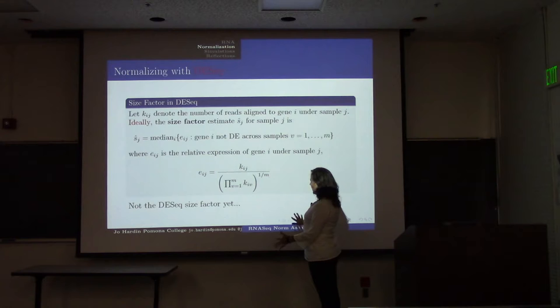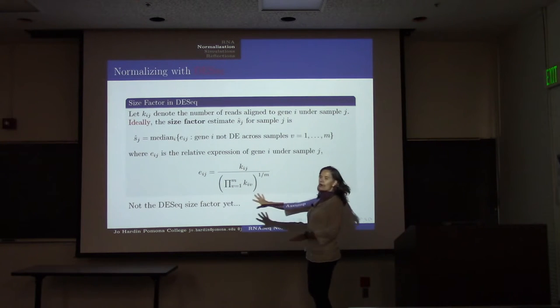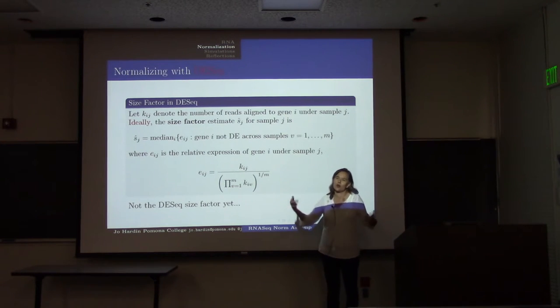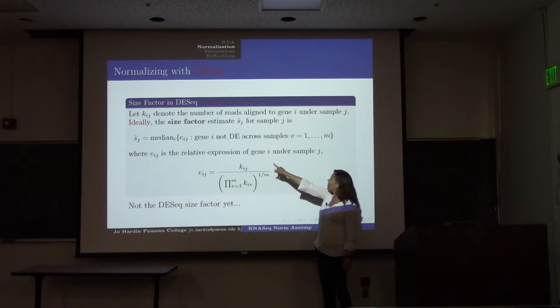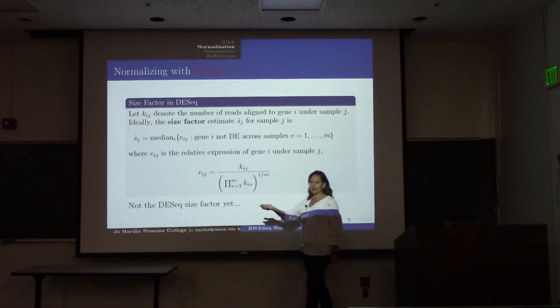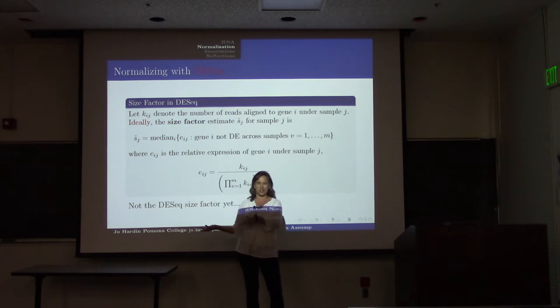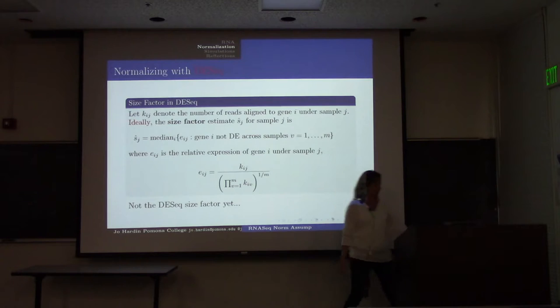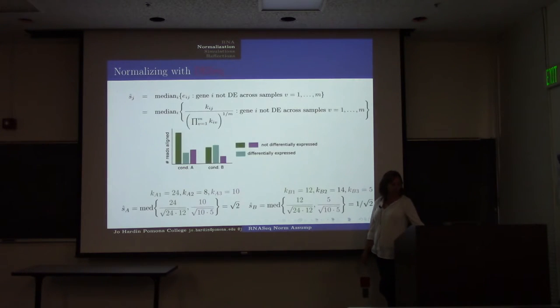Okay, so this is great, but it's not quite DE-seq, partly because we don't know what this set is. That's why we're doing this in the first place: to figure out which of the genes are differentially expressed and which are not. Otherwise, there would be no reason to do this. Okay, so here we go.